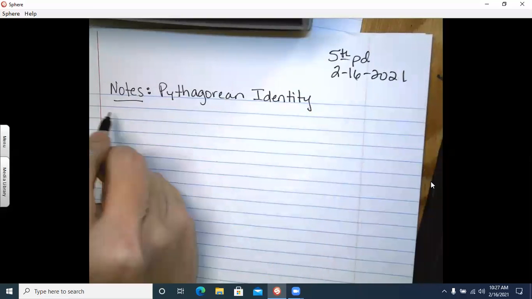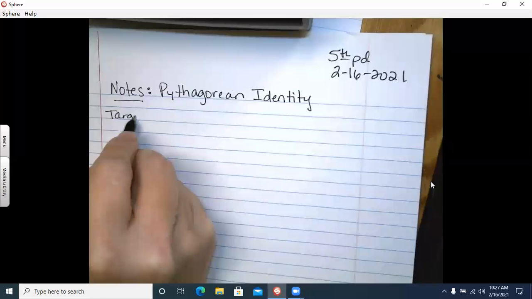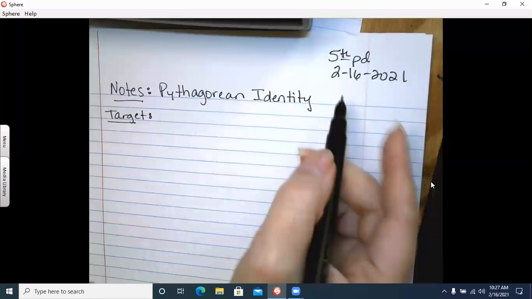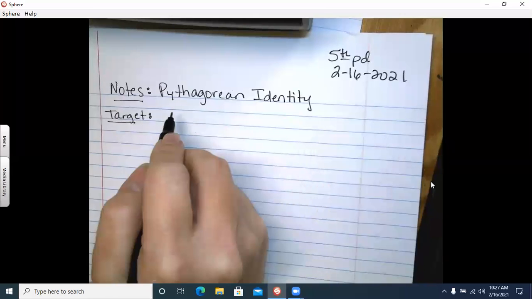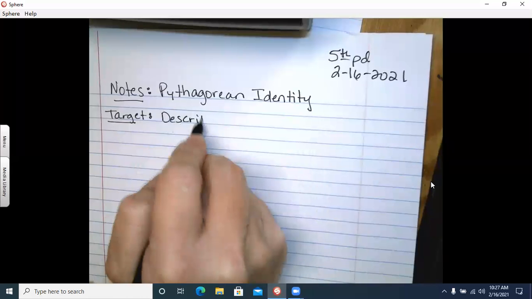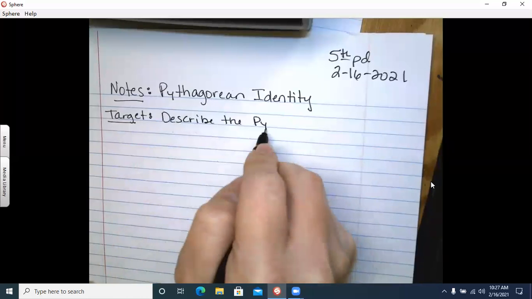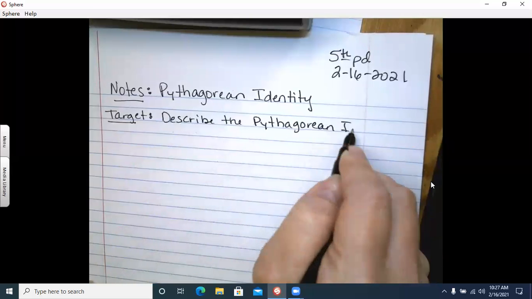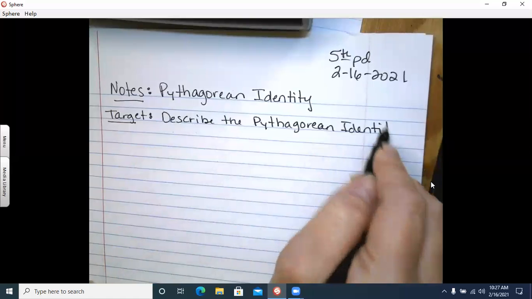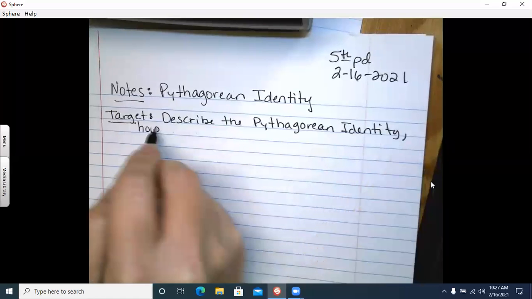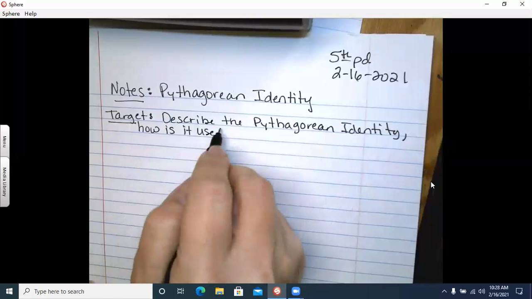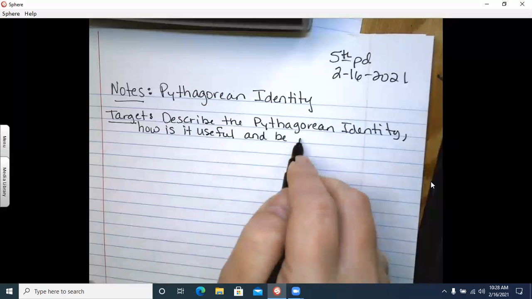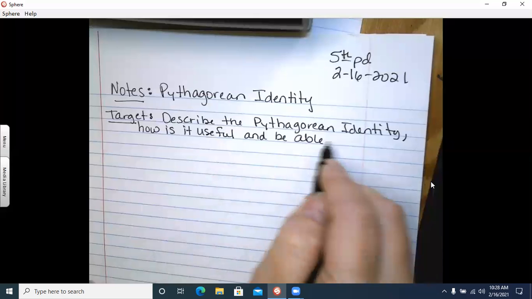And our target: describe the Pythagorean identity, how it is useful, and be able to use it correctly.